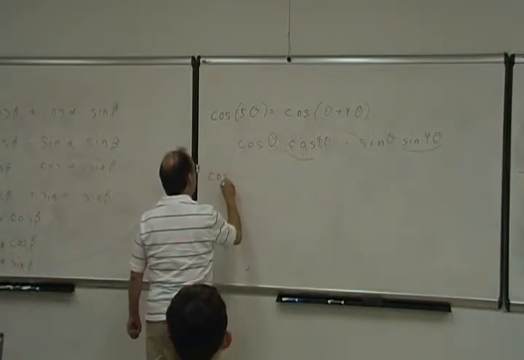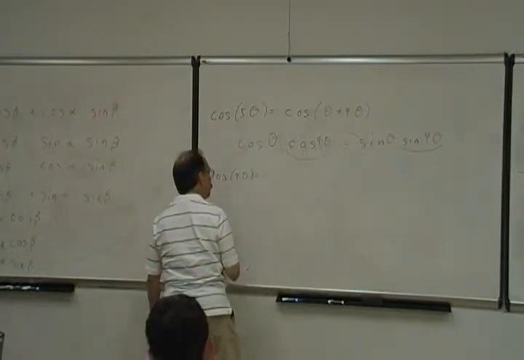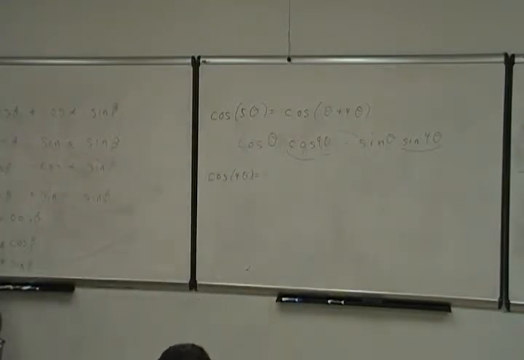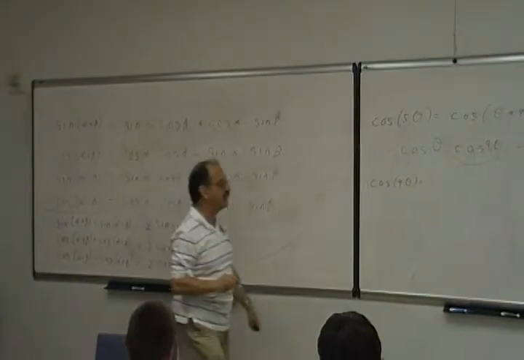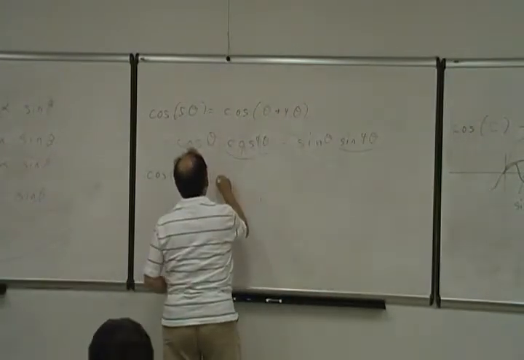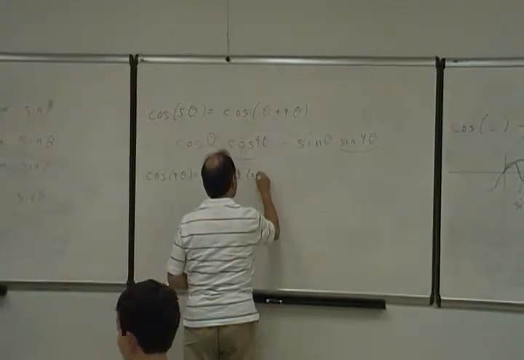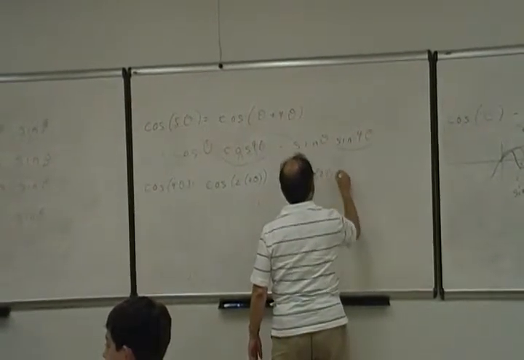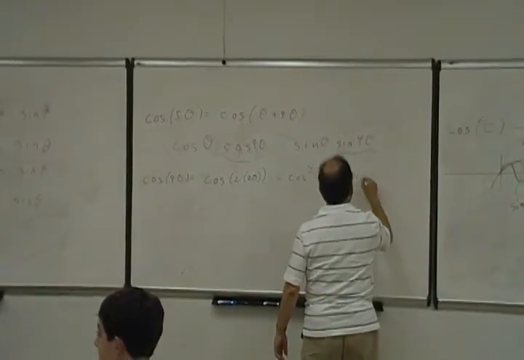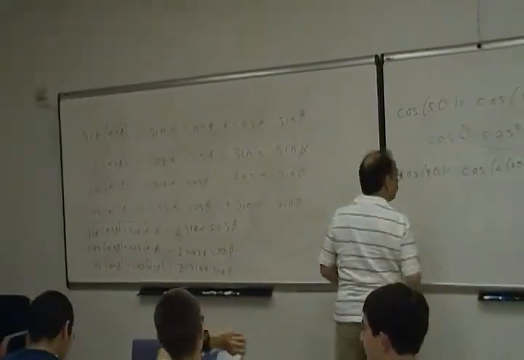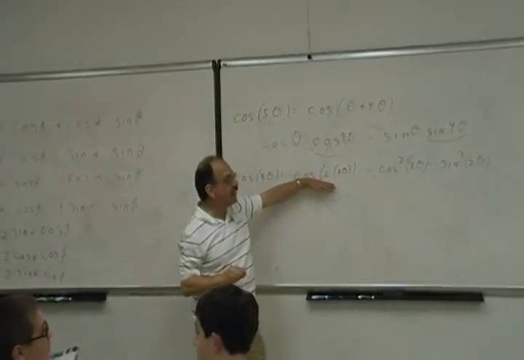So cosine of 4 theta is equal to, you can say it's theta plus 3 theta and use this identity, or you can say it's cosine of a double angle. Cosine of 2 times 2 theta, which is cosine squared of 2 theta minus sine squared of 2 theta. Okay? So that's the double angle formula with the angle being 2 theta.